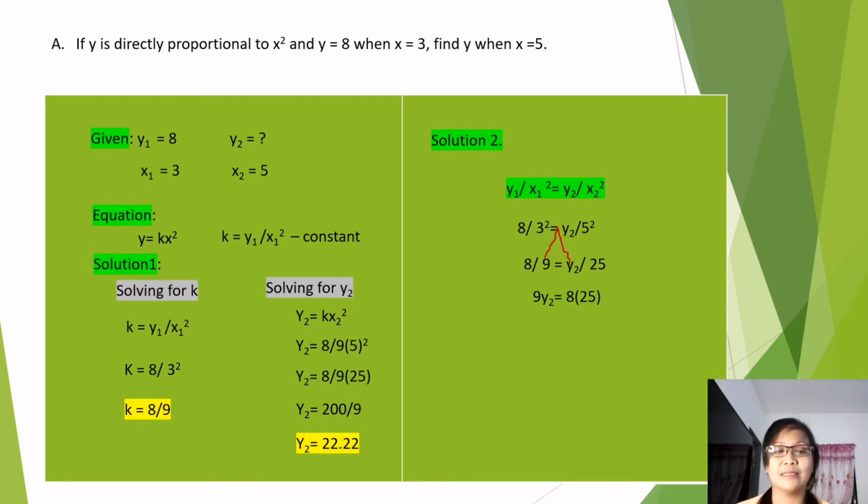Cross product. So 9 times y sub 2 is equal to 8 times 25. Then, para ma-isolate si y sub 2, kailangan nating i-divide both sides by 9. So, pwede na nating i-cancel si 9 at saka si 9. So, 8 times 25 is 200. Then divided by 9, so we have now y sub 2 is equal to 22.5. Pareho lang sila ng sagot.